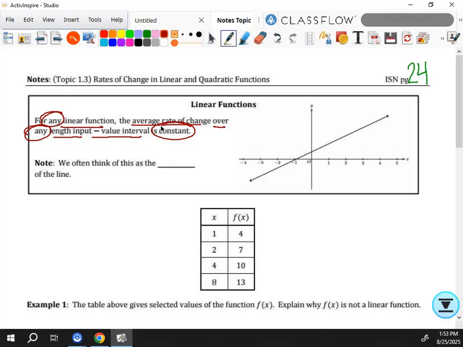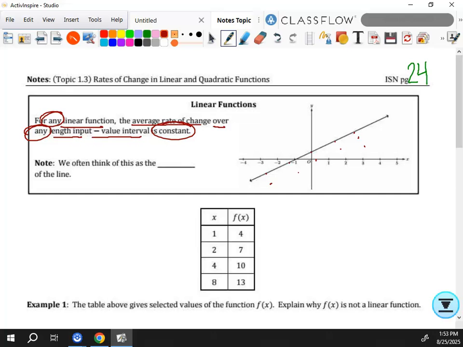It says any length, but we're going to talk a lot about equal length input value intervals over and over again. The reason this is any is because, as you know, there's an infinite number of points on a line, and if I want to find the slope or the rate of change, whether I choose these 2 points and do the slope, or these two, I'll get the same answer every time, right? So your input intervals don't really matter. You can pick any 2 points you want.